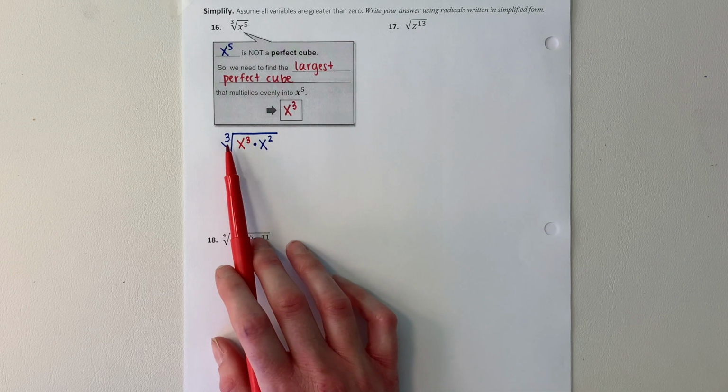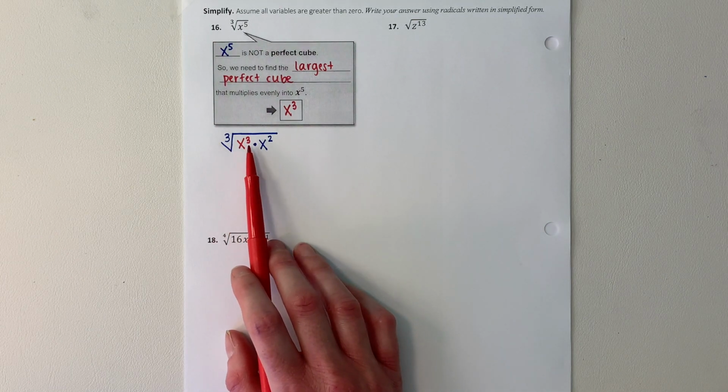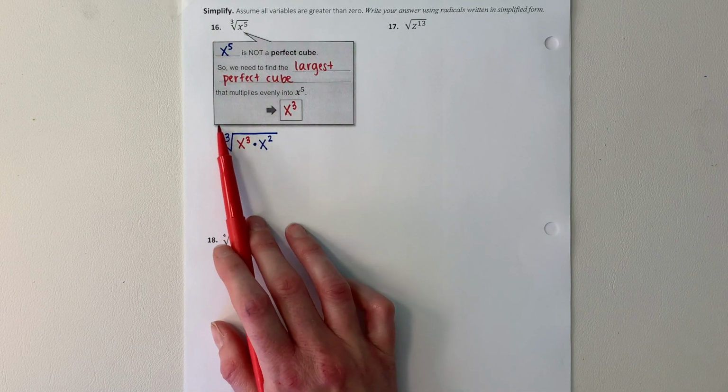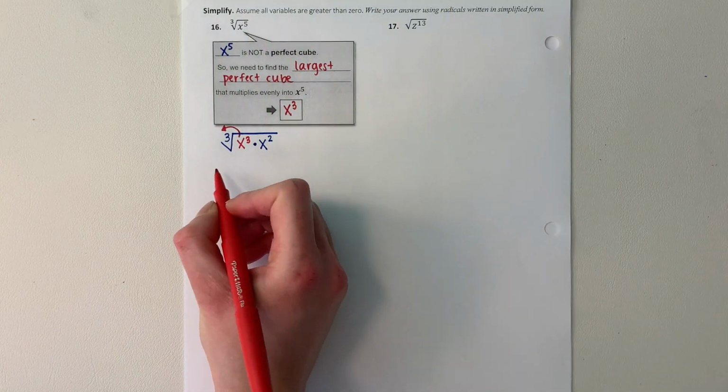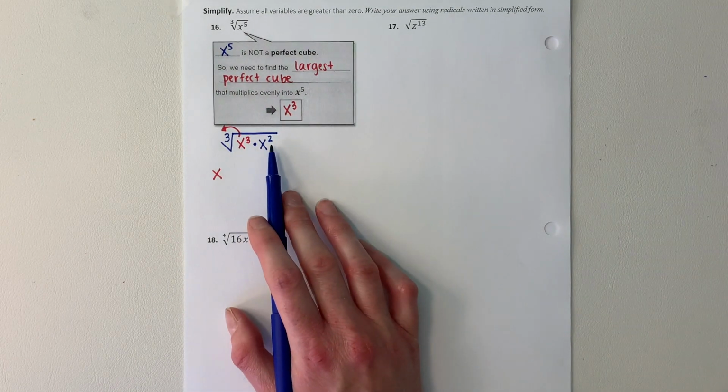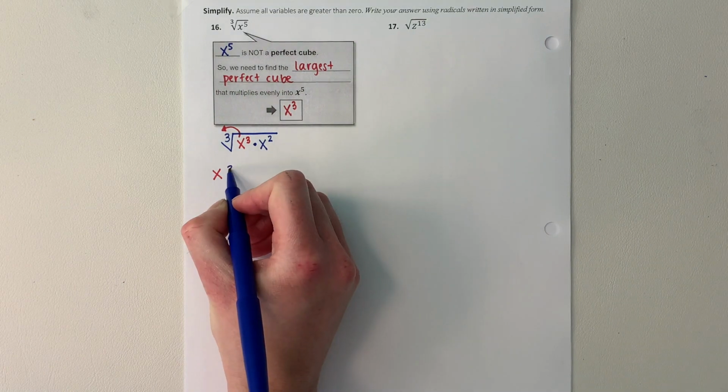Now, since the index is a 3, anything underneath the radical that has a 3 for an exponent can be pulled out of the radical. So we'll pull this x out of the radical. This does not have a 3 for an exponent, so it stays underneath the radical.